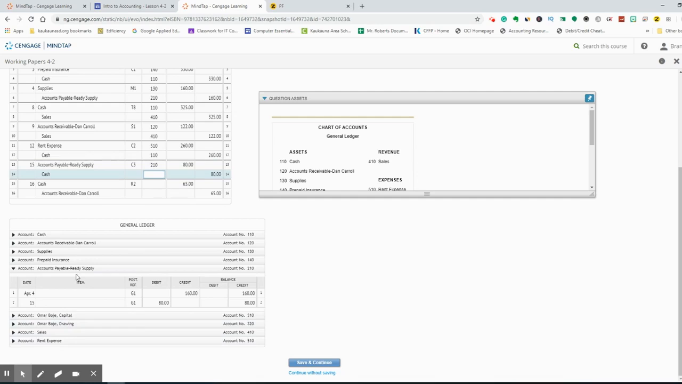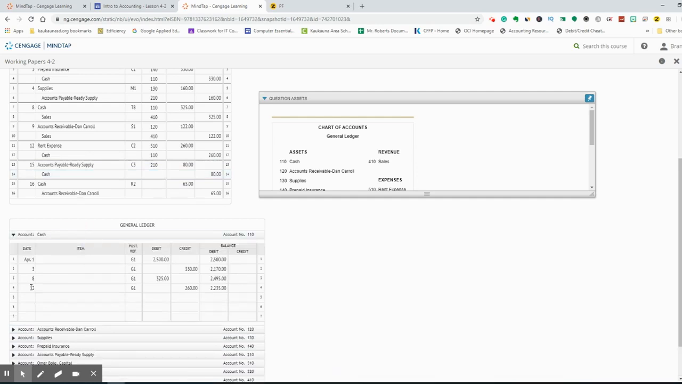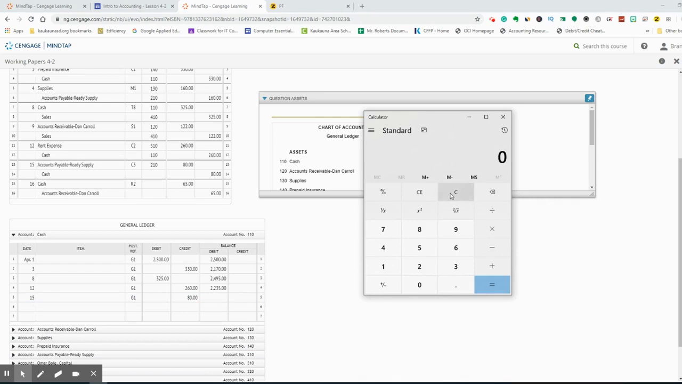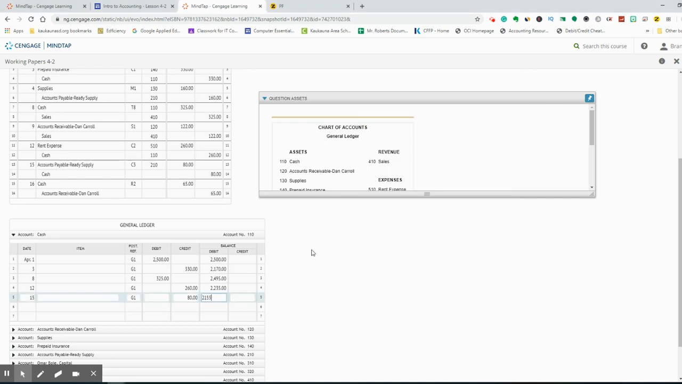Next, we have cash. So let's move this cash. We'll put in the date, G1 again, and it's $80 as a credit. So once again, this is a credit subtracting from a debit balance. $22.35 minus the 80 is $21.55. We'll take our account number and put in the post reference.